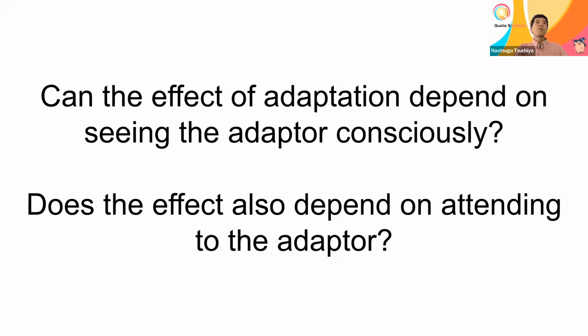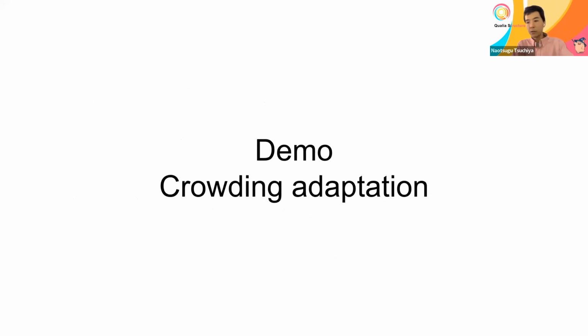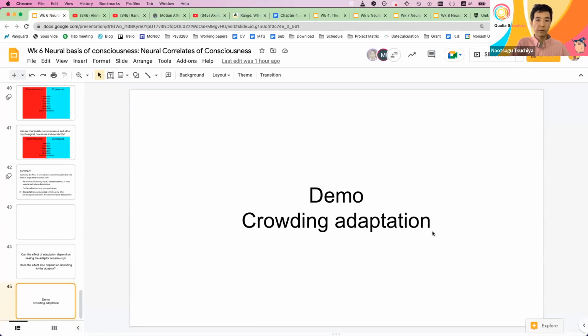And then whether that depends on seeing the adapter consciously. So is there any kind of psychological effect of seeing something on the effect of adaptation? And does the effect also depend on attending to the adapter? So that's a relationship between consciousness and attention as a first step. So let's go to the demonstration of the crowding first.